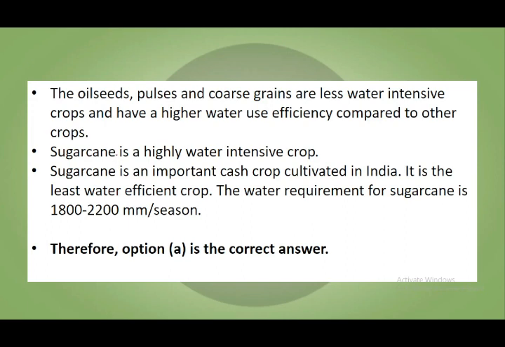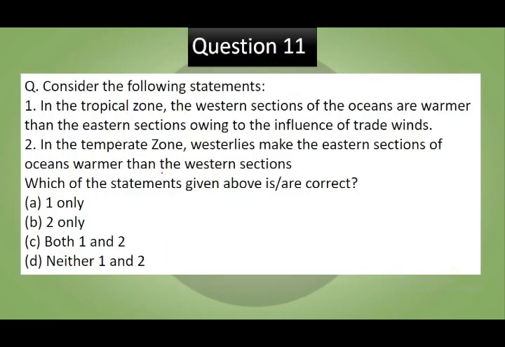Why is it so? Because sugarcane is a highly water intensive crop. Sugarcane is an important cash crop cultivated in India. It is the least water efficient crop. The water requirement of sugarcane is 1800 to 2200 millimeters per season. Therefore, option A, sugarcane, was the correct answer.